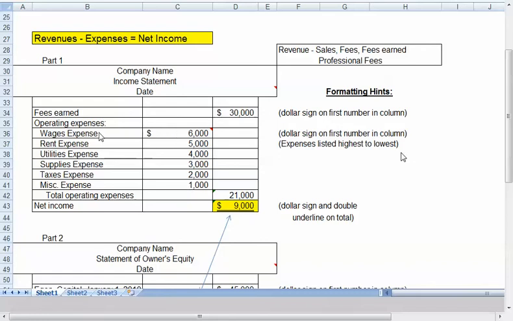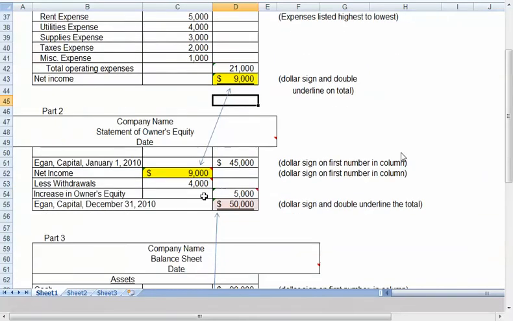Now, it's an expense if it has the word expense after it. You add your expenses together, and I got $21,000 over here. Now to get your net income, it is $30,000 minus $21,000. Do not add. That gives you $9,000. You dollar sign and double underline it as it represents a total. Now notice that this $9,000 is brought down to the statement of owner's equity. We'll talk about that in a moment.